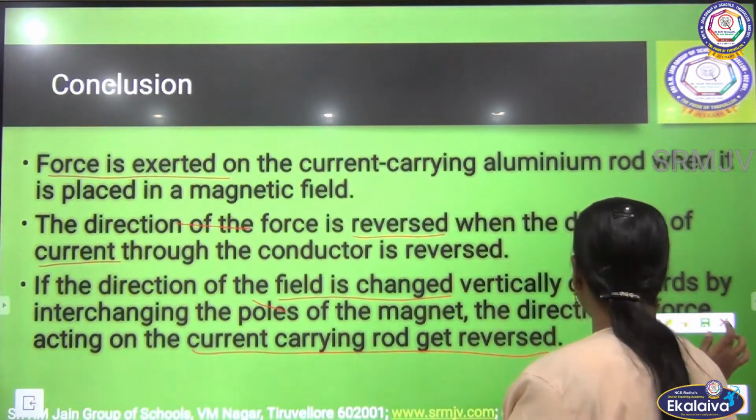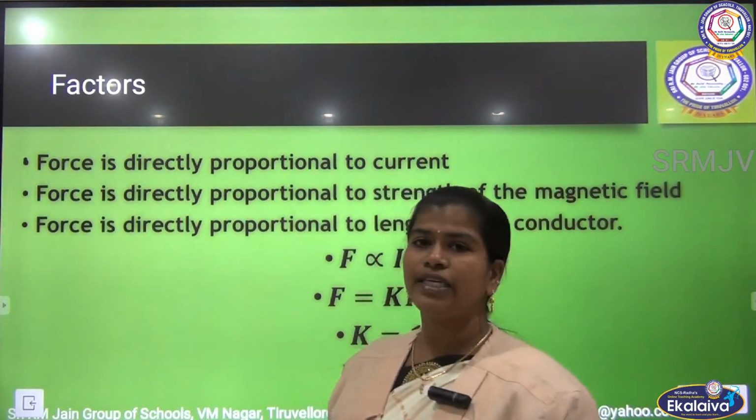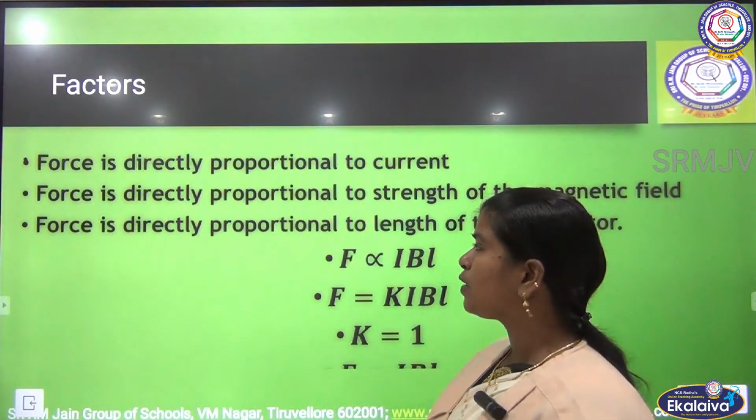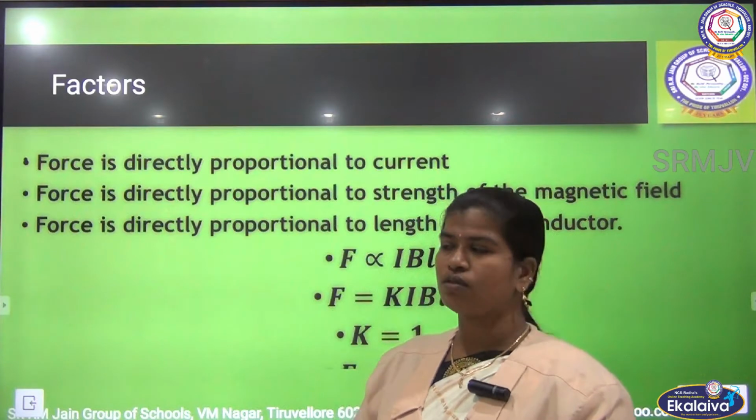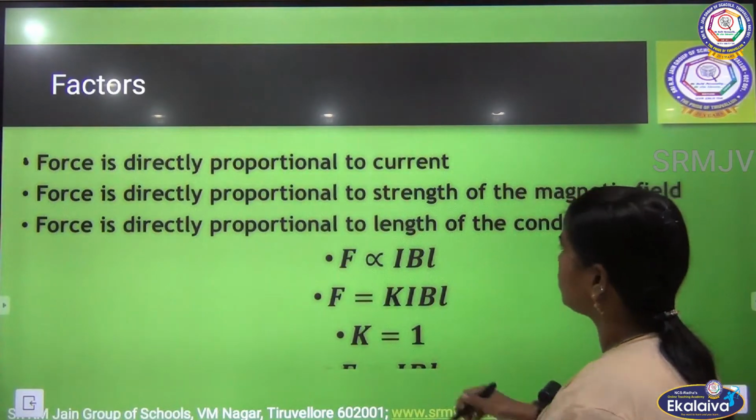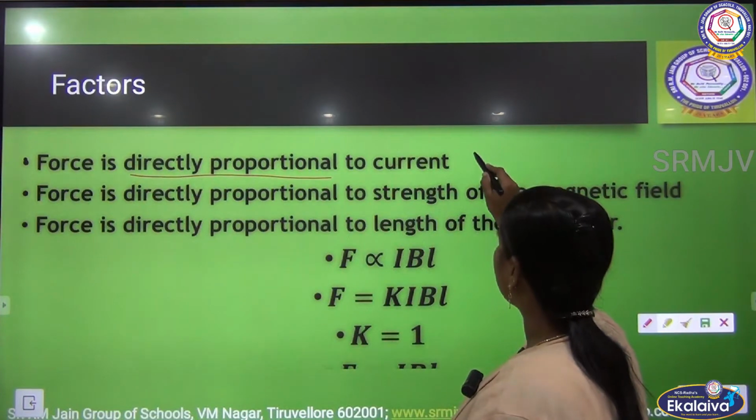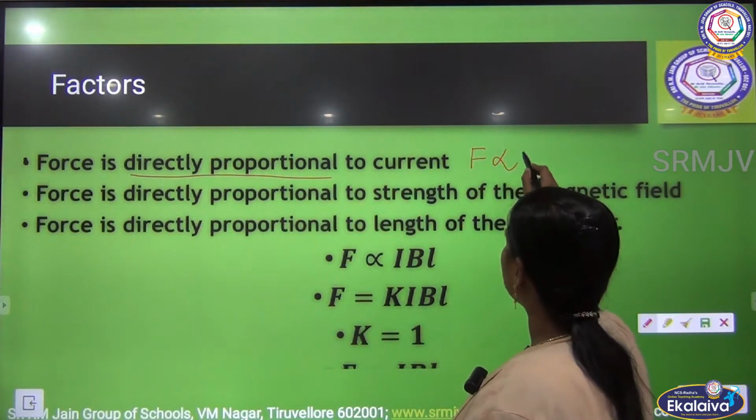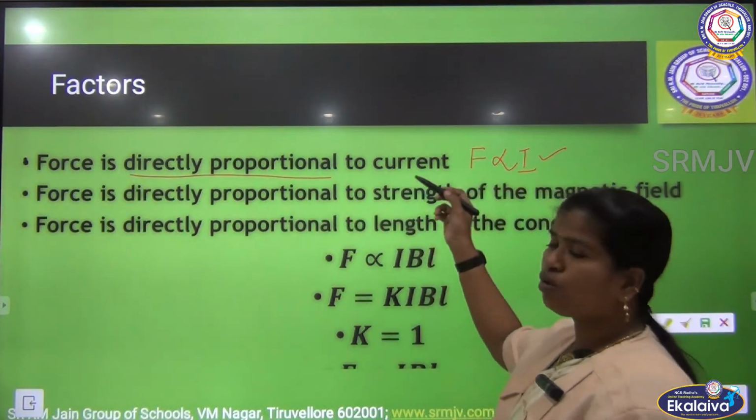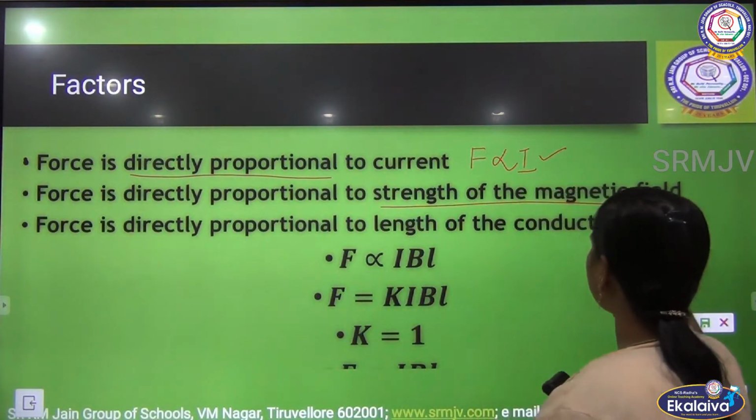The name of the rule is Fleming's left hand rule. Before that, we will find out the factors which influence the force exerted here. How can I increase the force? Force is directly proportional to current. So if I increase or decrease the current, the force also will increase or decrease. Force is directly proportional to the strength of the magnetic field.